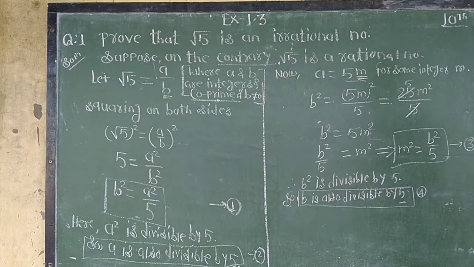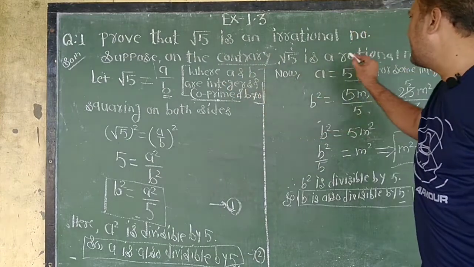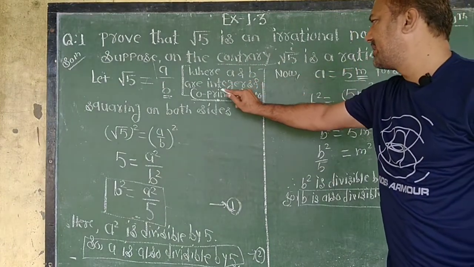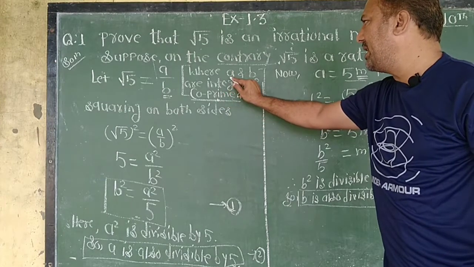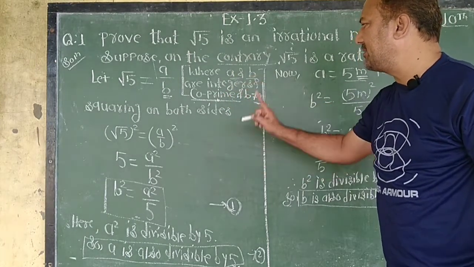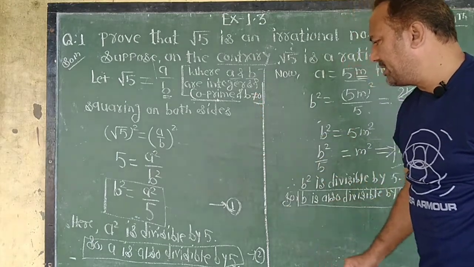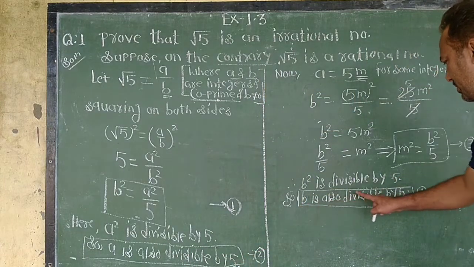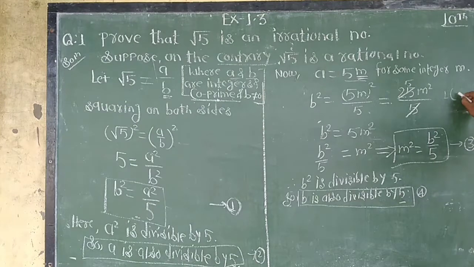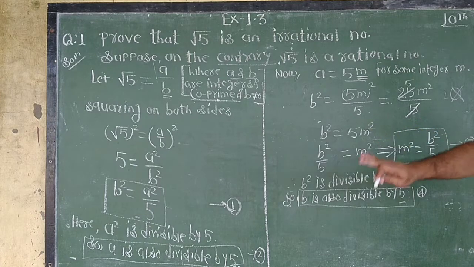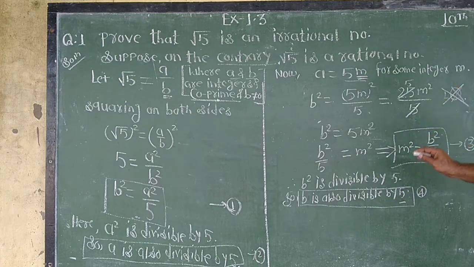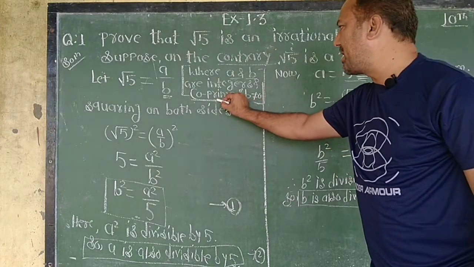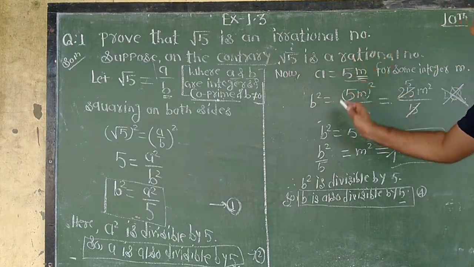Then what is the conclusion here? We considered here a and b are integers and co-prime. Co-prime means a and b both have HCF only 1. What is given here? A has common factor 5, b has also 5, means except 1 it has another factor. If it has another factor, it is not co-prime. And if it is not co-prime, our assumption is wrong.